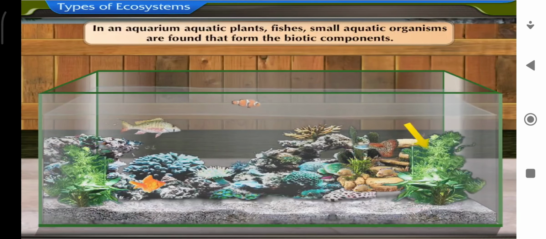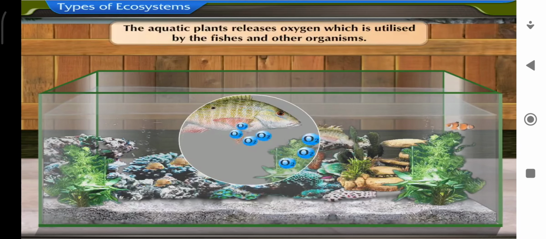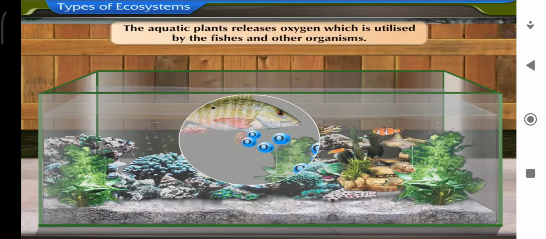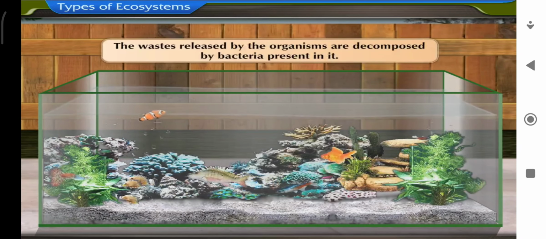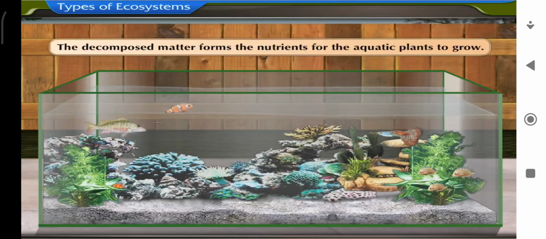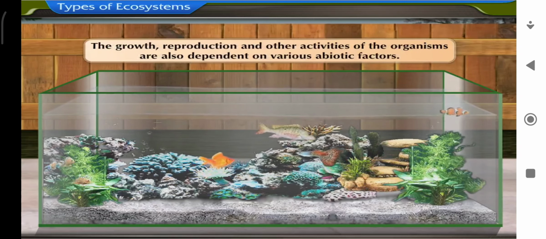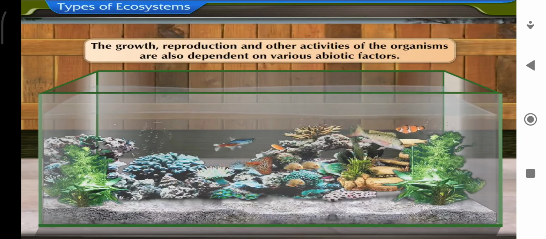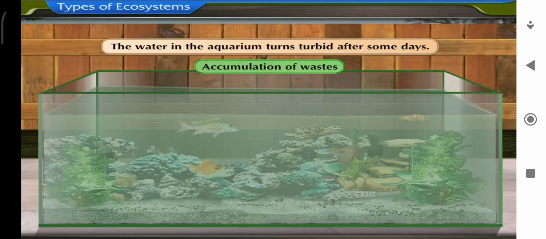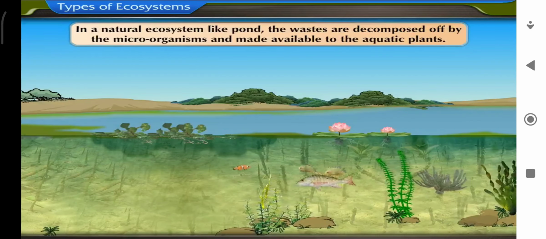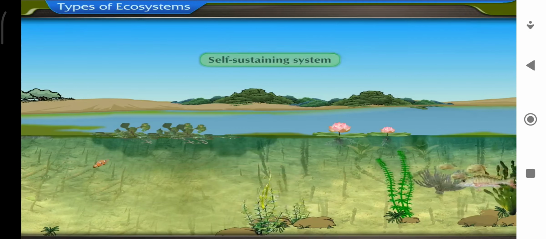Similarly, in an aquarium we can find aquatic plants, fishes, small aquatic organisms, etc. that form the biotic components. The aquatic plants release oxygen, which is utilized by the fishes and other organisms. The small organisms feed on algae, and the small organisms are fed upon by the fishes. The wastes released by the organisms are decomposed by bacteria present in it. The decomposed matter forms the nutrients for the aquatic plants to grow. The growth, reproduction, and other activities of the organisms are also dependent on various abiotic factors. We can find that the water in the aquarium turns turbid after some days. This is due to the accumulation of wastes. But in a natural ecosystem like a pond, the wastes are decomposed by the microorganisms and made available to the aquatic plants. Thus, it forms a self-sustaining system.